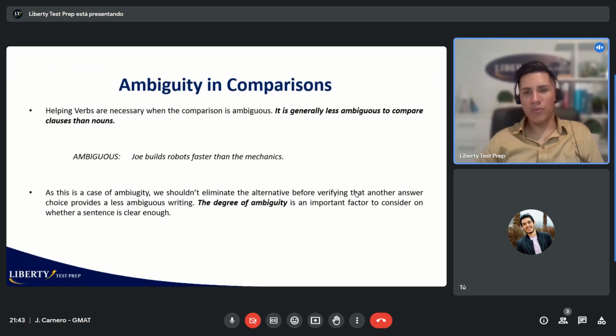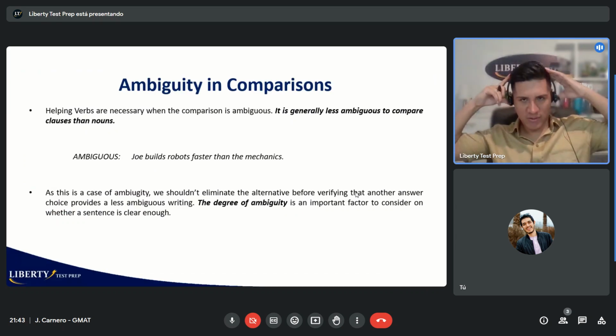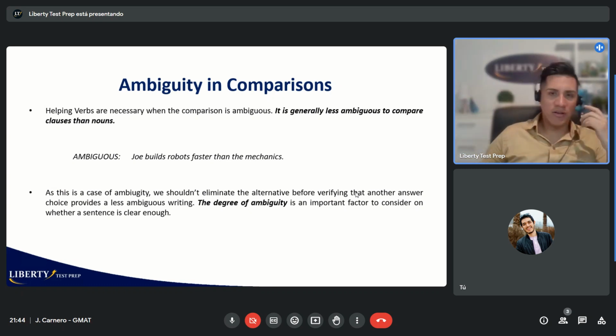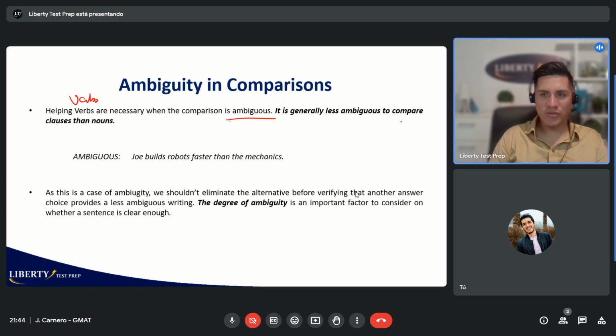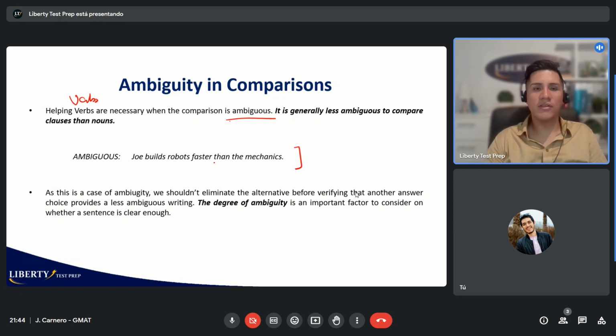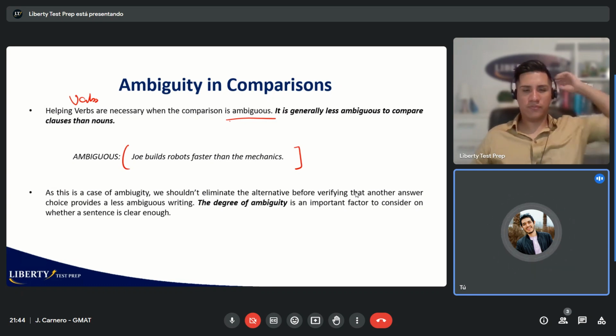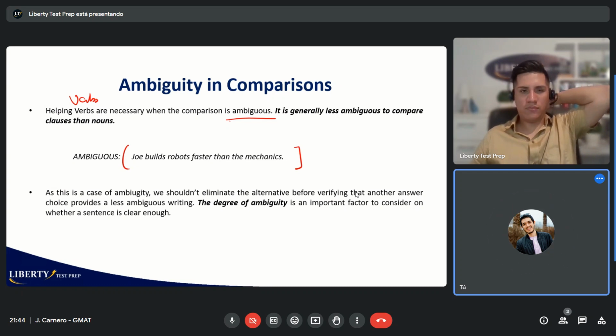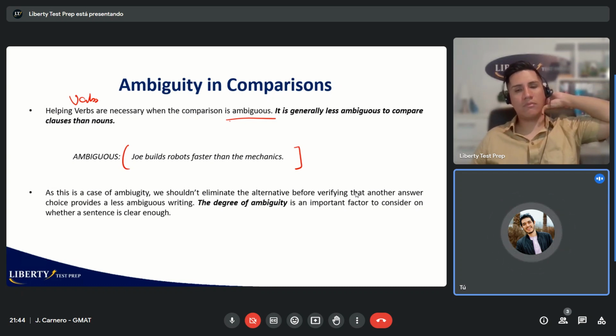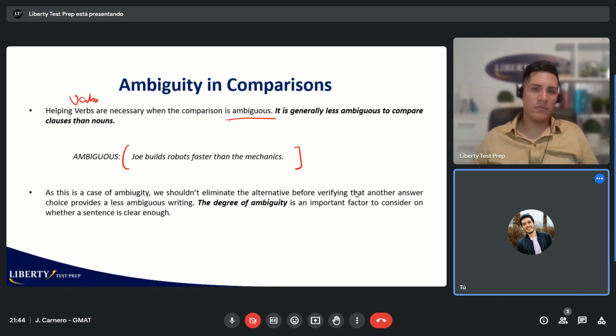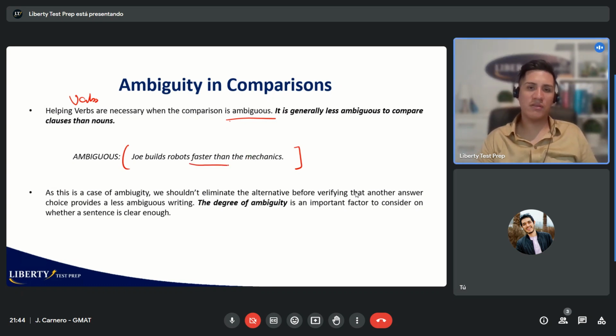Nice. Now, one very important part, ambiguity in comparisons. This is what we talked about at the beginning of the lesson, right? Helping verbs or verbs in general are necessary when the comparison is ambiguous. It is generally less ambiguous to compare clauses than to compare nouns. Okay, let's see. Why is this one ambiguous? We talked about this before. It could mean that you'll be robot faster than the mechanics. So it's ambiguous because of this. You have faster than as your keyword.